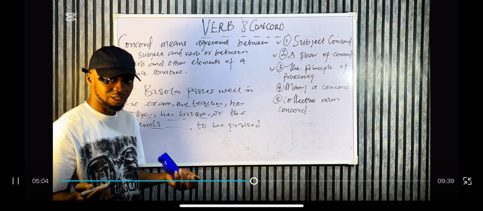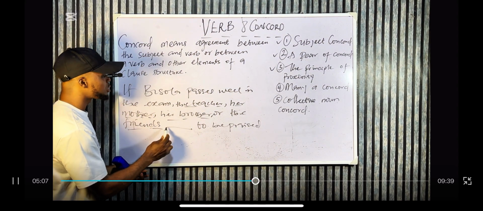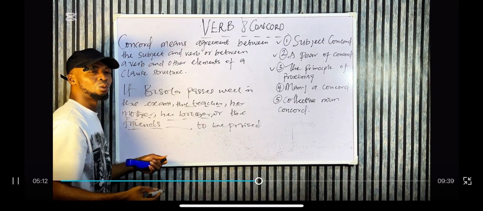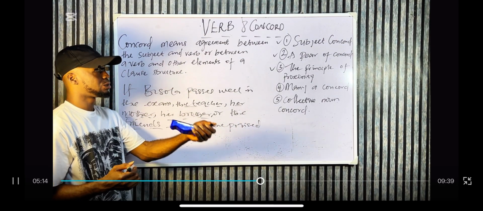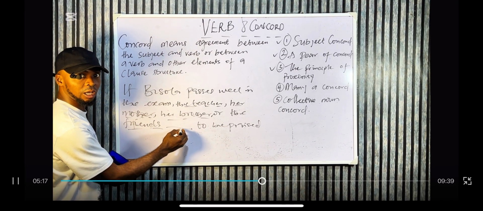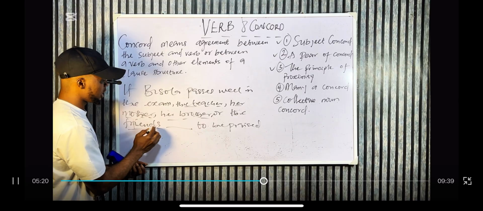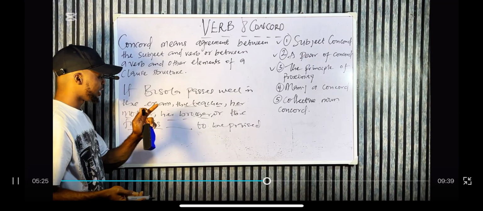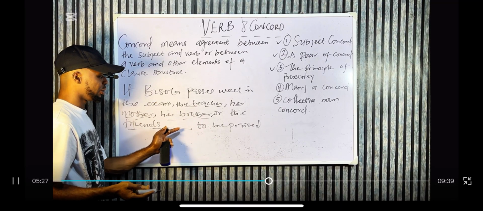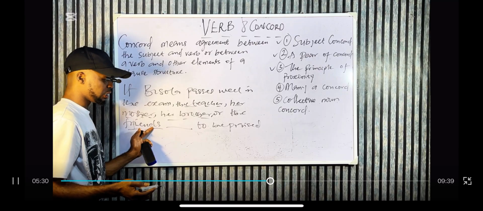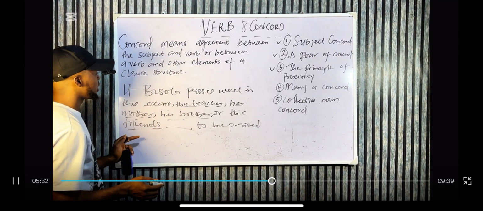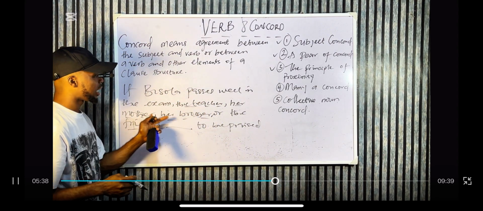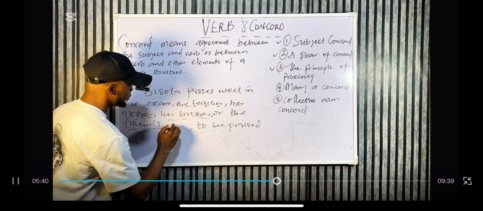So what is going to determine our verb? The noun that comes before the verb. What is even proximity? Proximity is something that is closest to something. What is closest to this dash here is this friends, and it's plural. So the law says that since the one that is closest to the verb is plural, the verb must be plural. The correct thing to say here is: if Bisola passes well in the exam, the teacher, her mother, her brother, or the friends are to be praised.